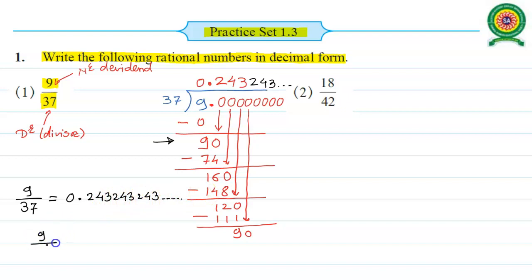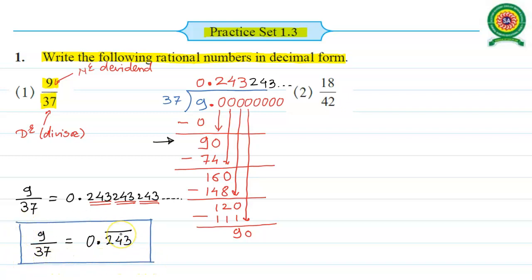So we are writing 9 divided by 37 in decimal form. If we look ahead, 243, 243, the same set of digits is repeated infinitely many times. So we write 0.243 bar. The decimal conversion of 9 divided by 37 is 0.243 bar. That means the bar implies 243 is repeated after the decimal point infinitely many times.